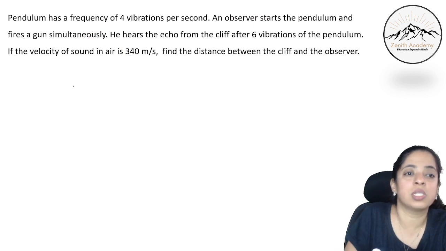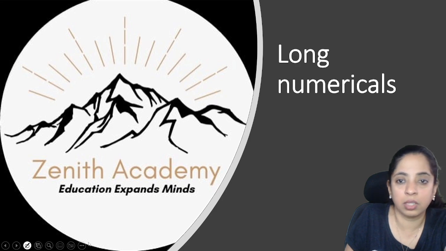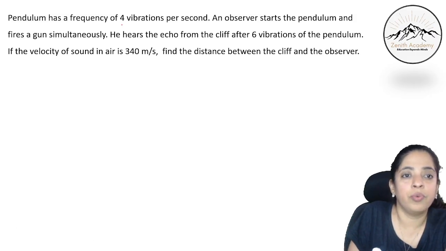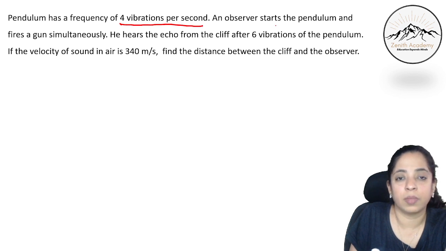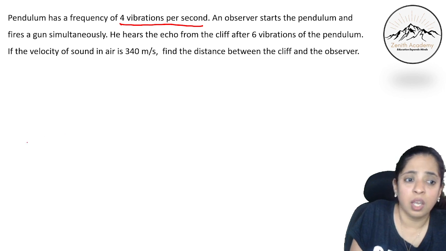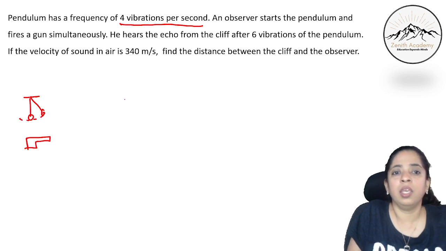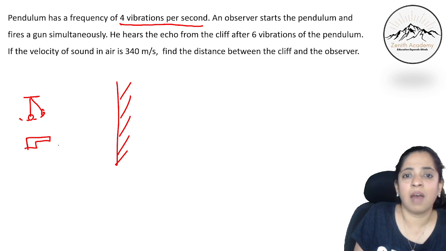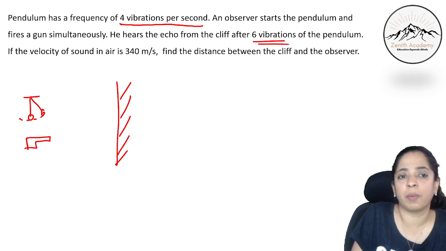A pendulum has a frequency of 4 vibrations per second. An observer starts the pendulum and fires a gun. Same question, the gun is started and the pendulum is also started. He hears an echo from the cliff. Suppose this is a wall or a cliff. After 6 vibrations of the pendulum.